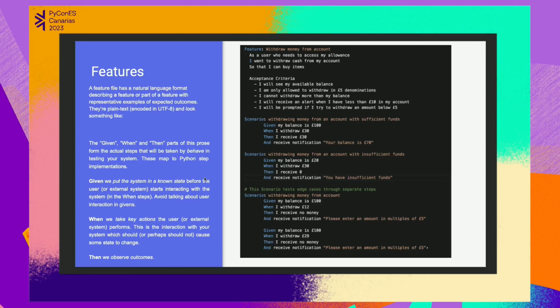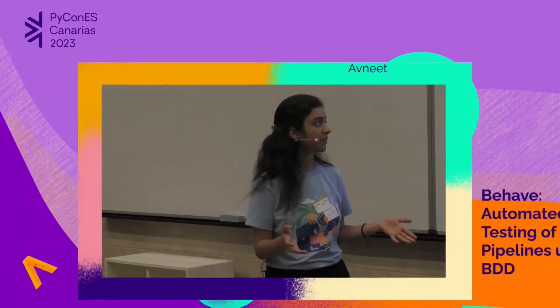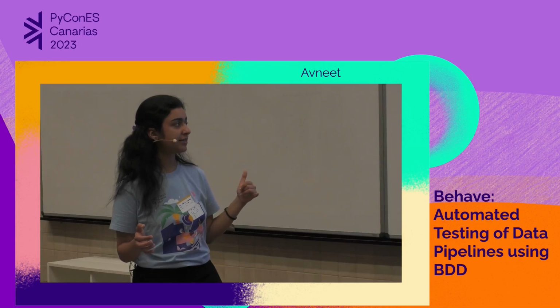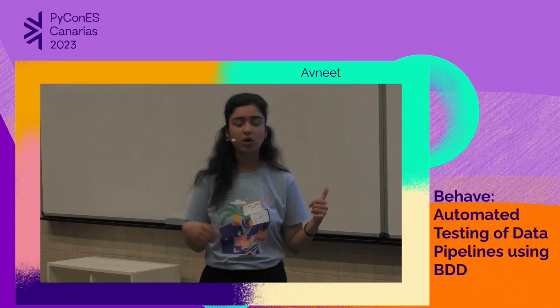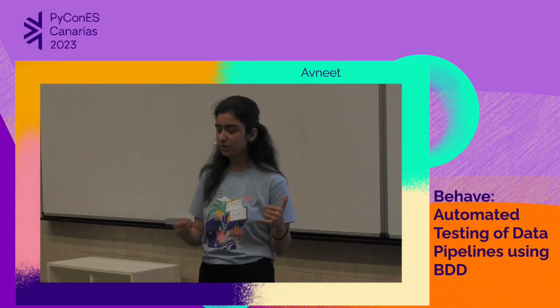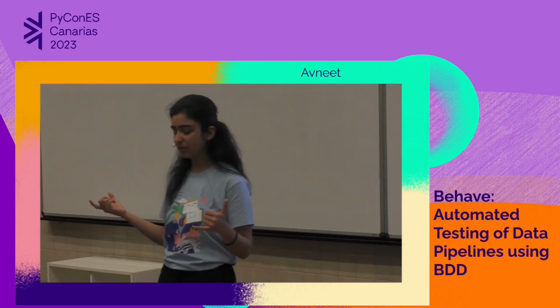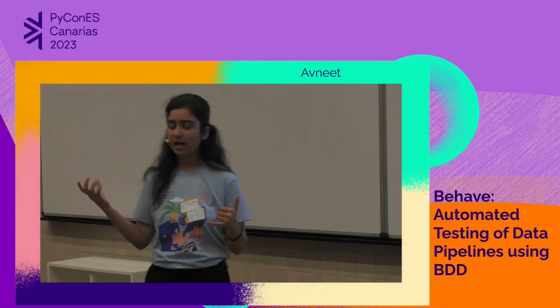So a feature file, as you can see, consists of these given, when, and then parts. Given, as I mentioned before, tells us exactly what the prerequisites for the test are, or what is already available to us. Then in the when statement, we see what is going to happen when I do something. And in the then statement, we finally have the result.